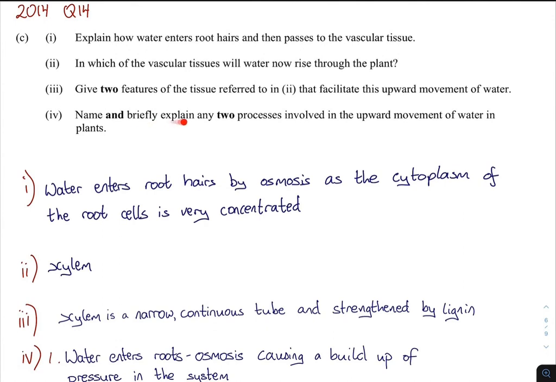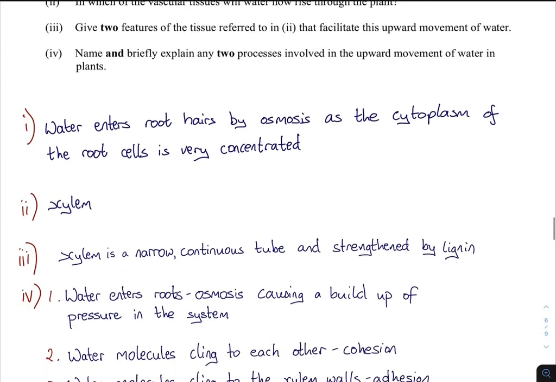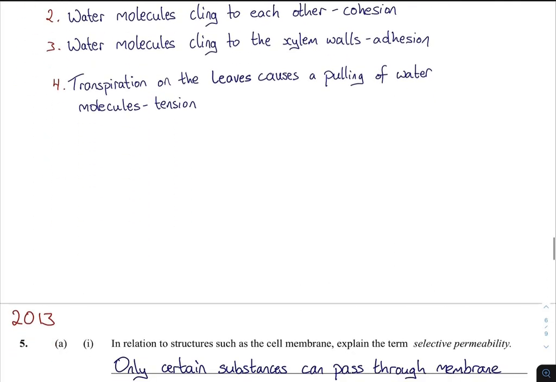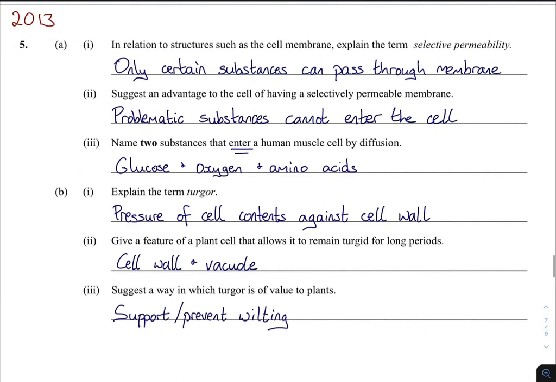Name and briefly explain any two processes involved in the upward movement of water. So, okay, I suppose in that case there's usually four processes there taking place. I put in all four again. So water enters the roots by osmosis, causes a pressure build-up. Water molecules cling to each other, so that's cohesion, hydrogen bonding. Water molecules cling to the xylem walls, that's adhesion, and then transpiration causes a pulling effect which incurs tension on water molecules.